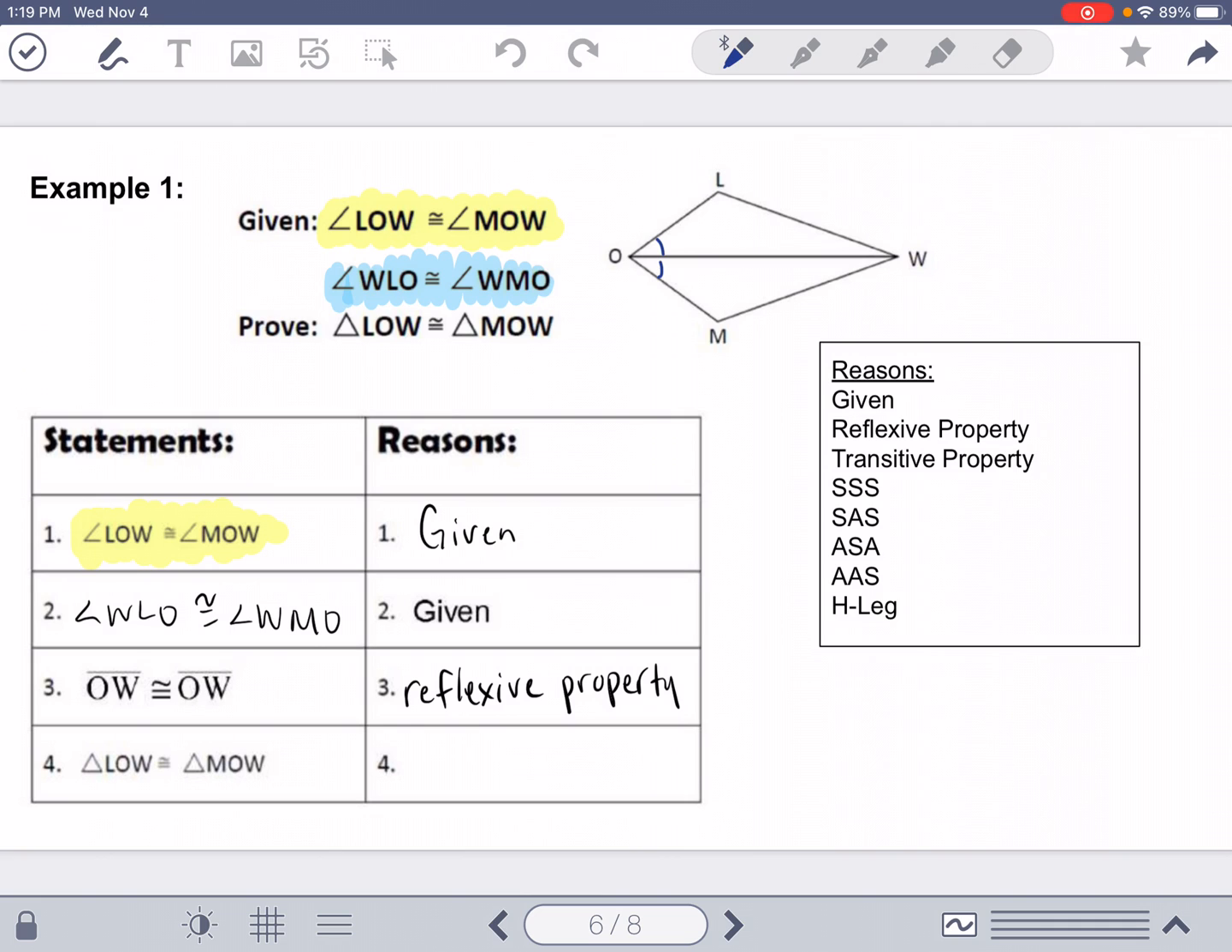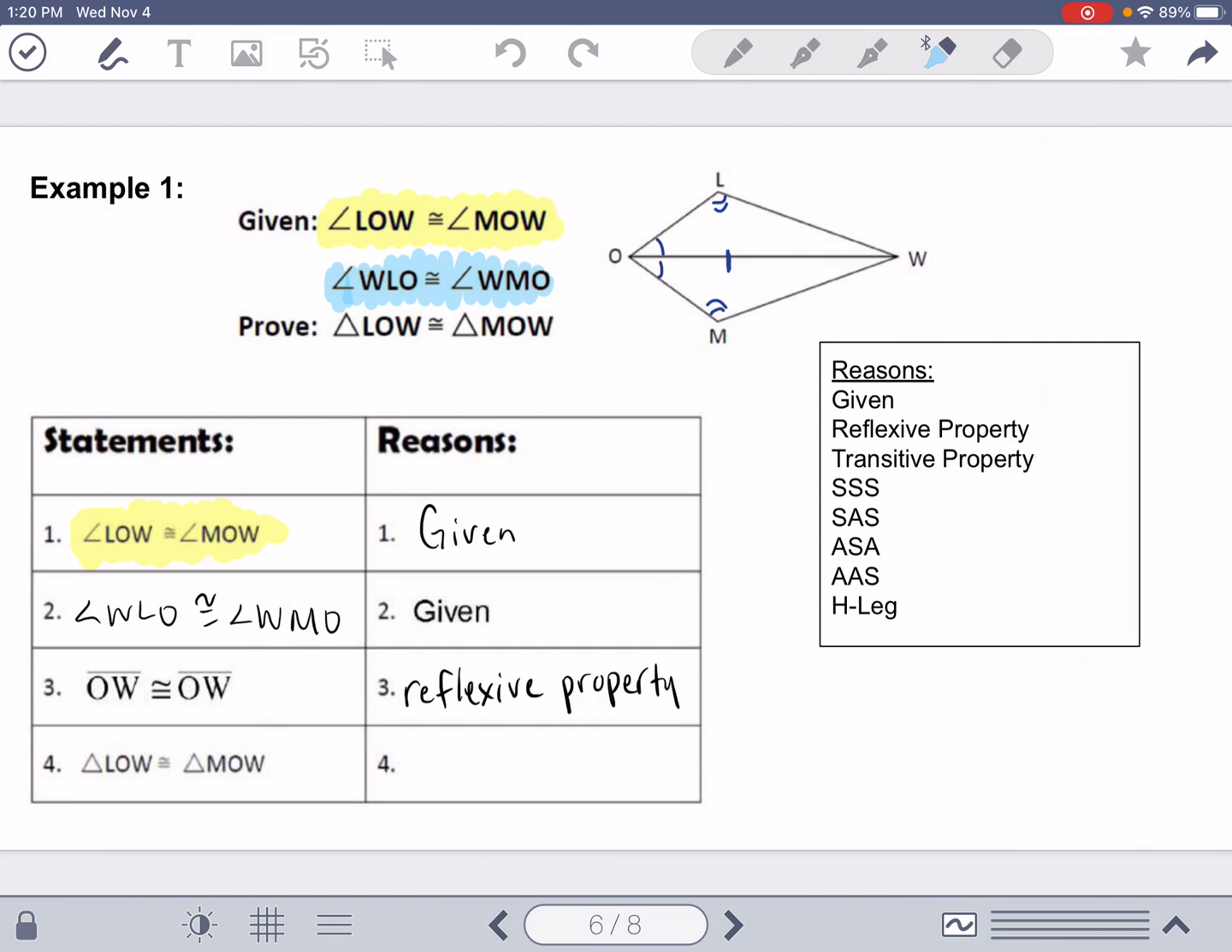All right, angle WLO is here, and it is congruent to angle WMO, which is there. So I've got two angles. And do I have anything else that I can mark? Well, if I look at number 3, OW being congruent to OW, that's talking about this side right here. So I've got two angles and a side.